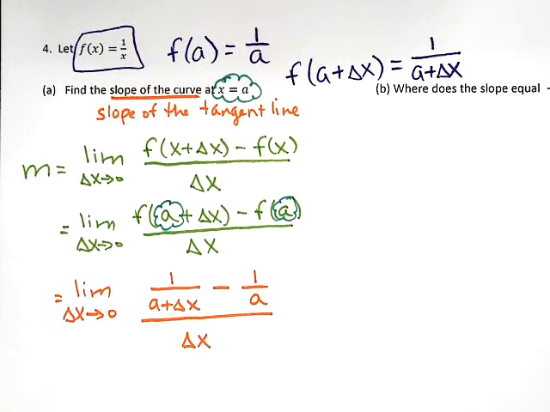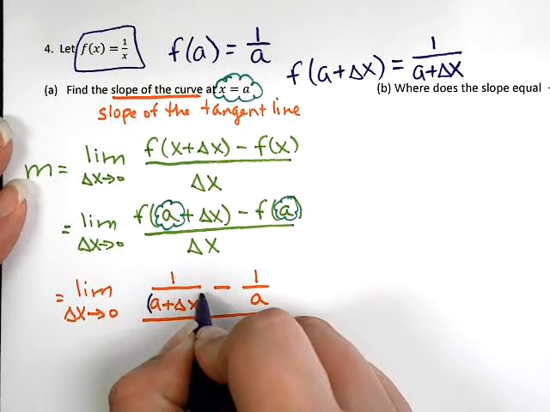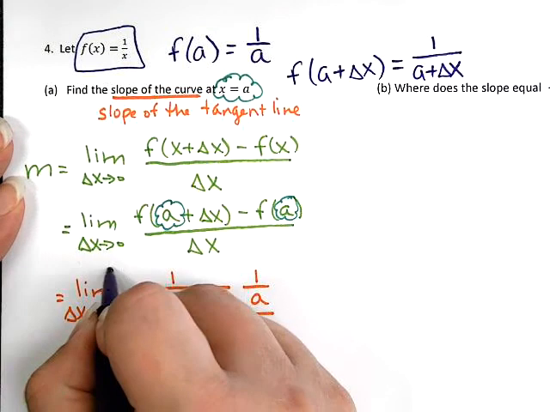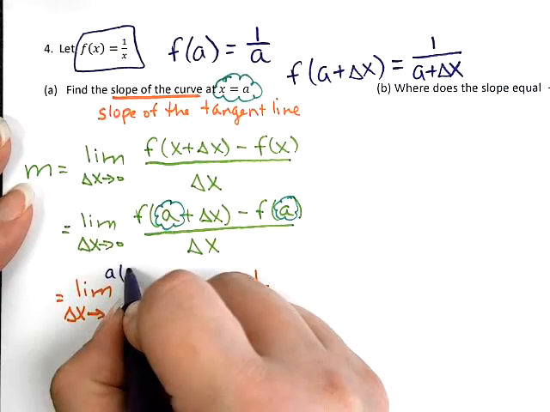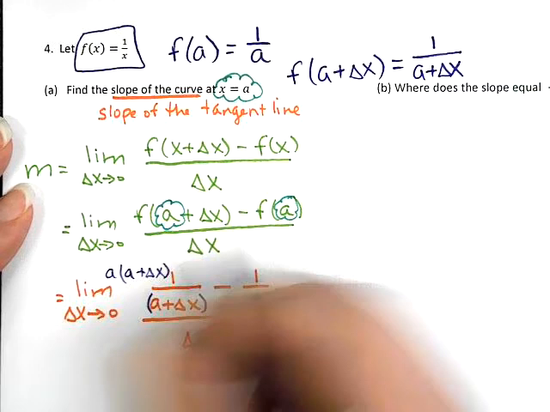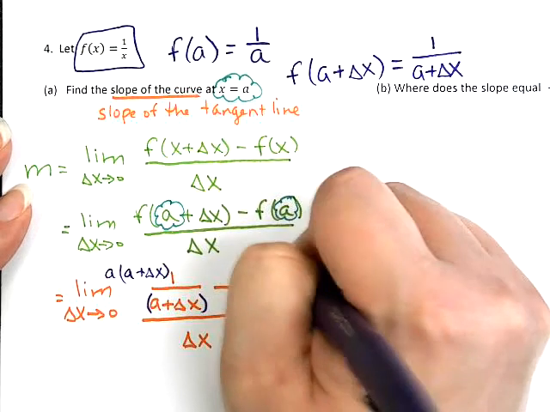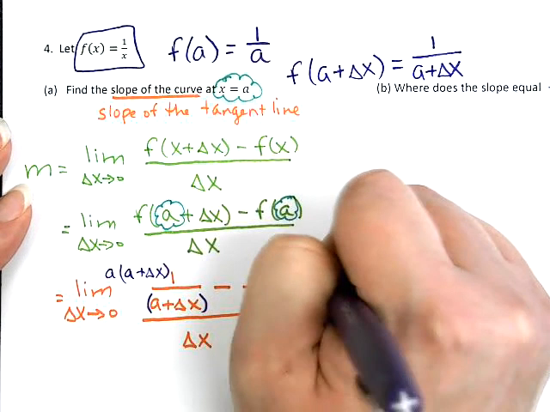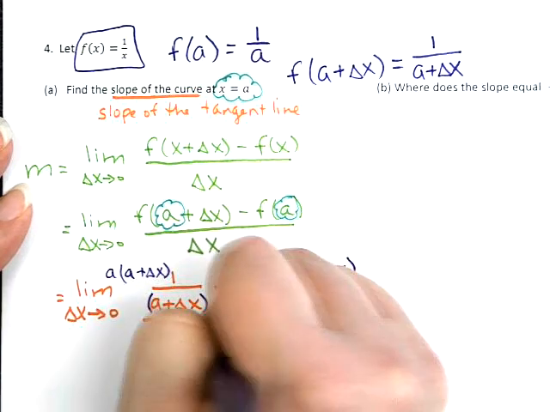The only other thing that we then started to talk about was that this looks awfully similar to some of the limit problems that we were doing in chapter 3, where we had to find the LCD, right? So we did start talking about that a little bit, and I think the last thing I did was actually write that we were going to multiply by the LCD. So the LCD is a times a plus delta x, so I'm going to do that here. And I'm going to do it here.